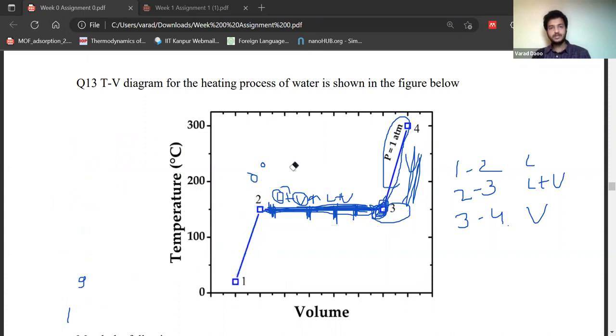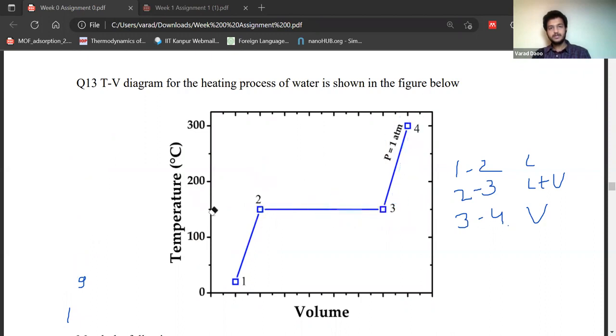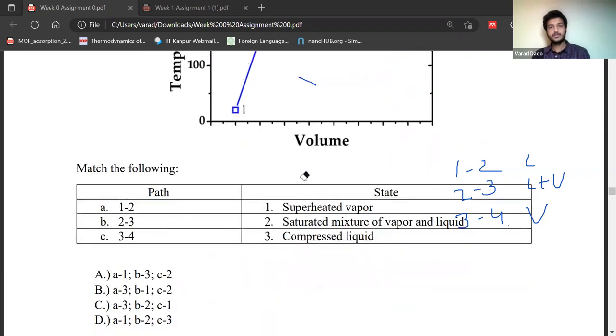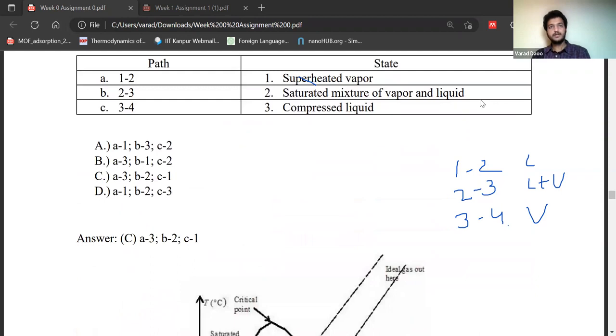So let me first erase it. Okay. So actually there is a correction in the question. This should not be water, because for water the temperature will occur differently. Okay. So this is not water, it is some other liquid. Okay. So now let us go to the questions. Okay. So this is what we have, right? Okay. So this is what we hypothesize.